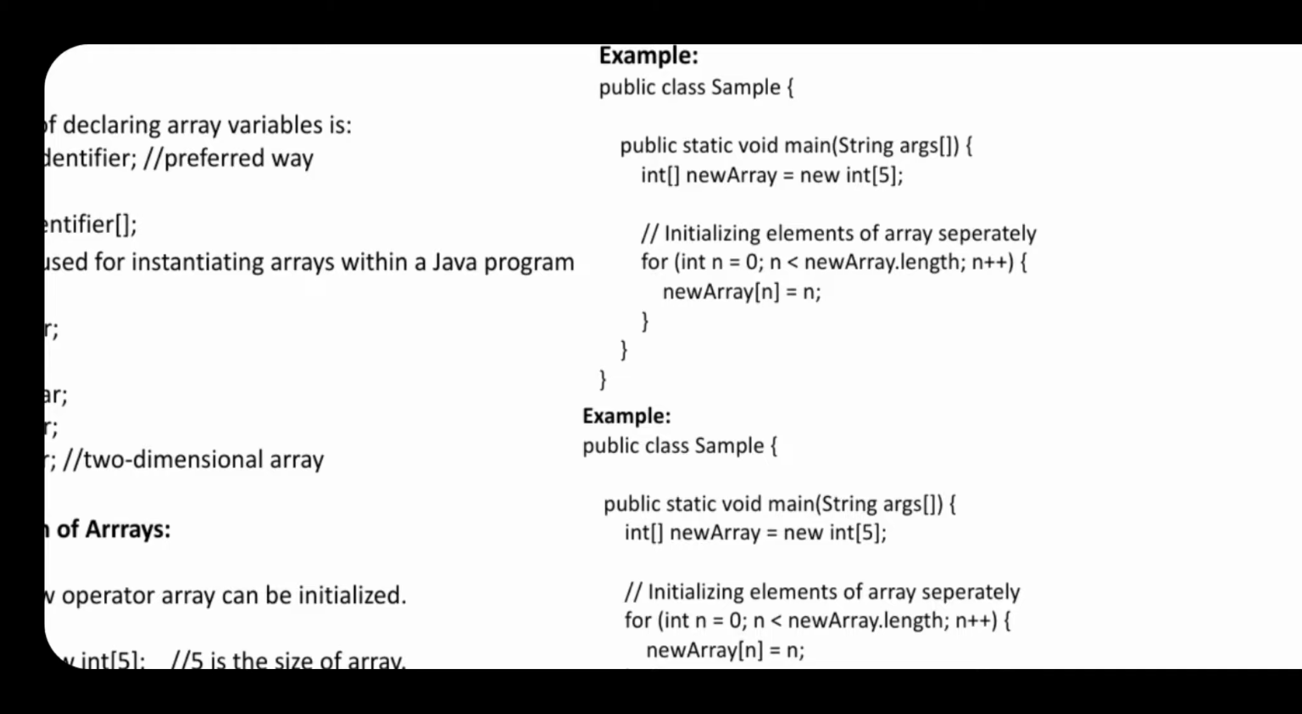newArray[0] is equal to 0. Next, newArray[1] is equal to 1, newArray[2] is equal to 2, newArray[3] is equal to 3, newArray[4] is equal to 4. Now the value of n is 5. 5 is not lesser than 5, so it comes outside.